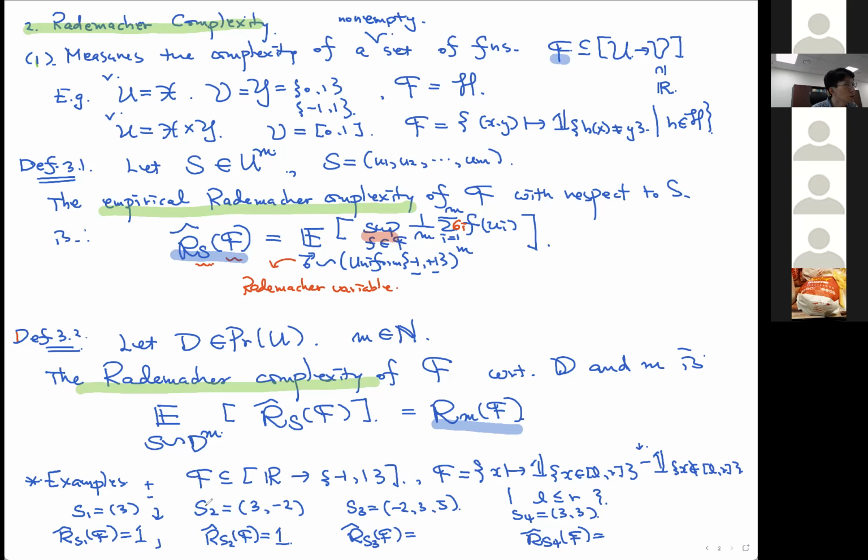The same thing happens in this two input case. There are 4 possibilities of the Rademacher variable: plus, minus, and so on. In all those 4 possibilities, we can find an interval that includes inputs labeled with plus, and also doesn't include inputs labeled with minus. Because of all these cases we can find exact alignments. That's why we can have value 1.